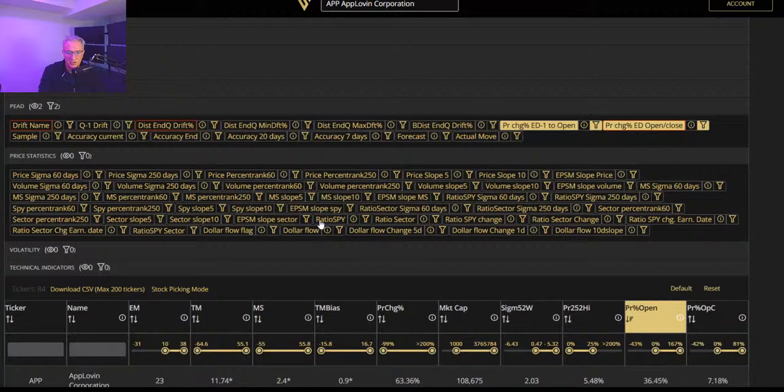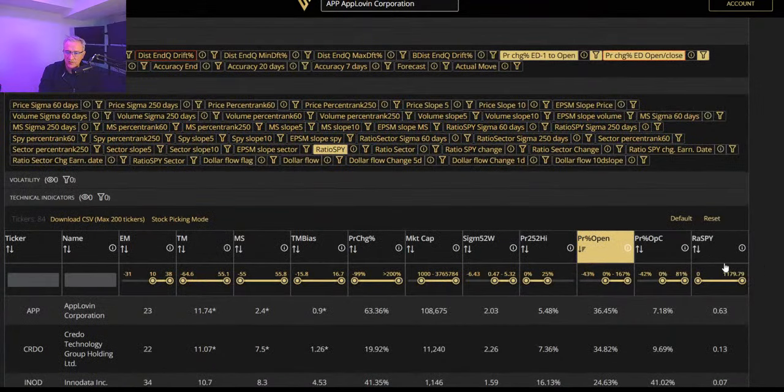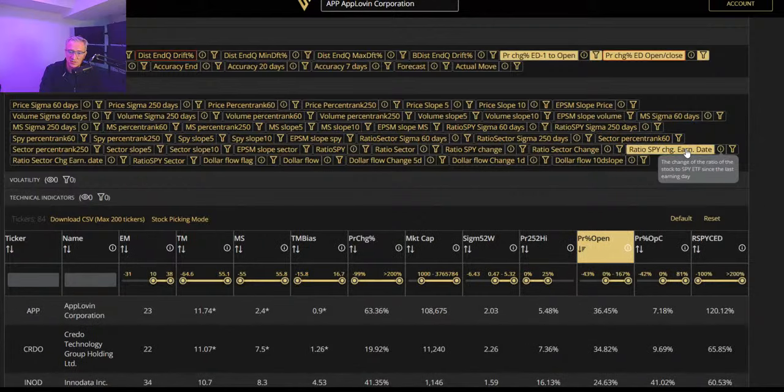which we have here, ratio S&P, SPY, and so that will give you a ratio, but that's not what I'm looking for here. What I'm looking for is this field, which is the ratio of the change of the stock to the S&P since the last earning day. Okay, so that tells you, regardless of when the earning day was, if the stock has been outperforming the S&P. So I can put that ratio in there.